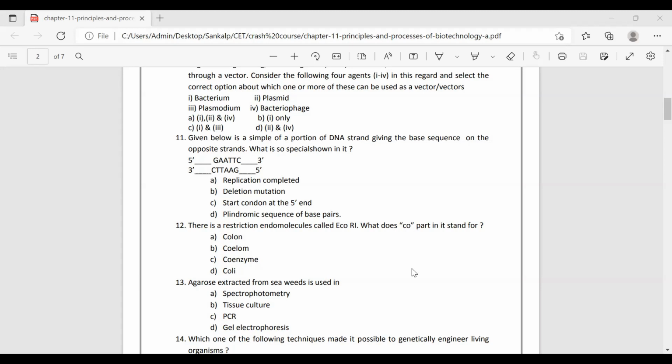Okay. Fine. Palindromic sequence, good. So when you see the sequence, you will get to know.